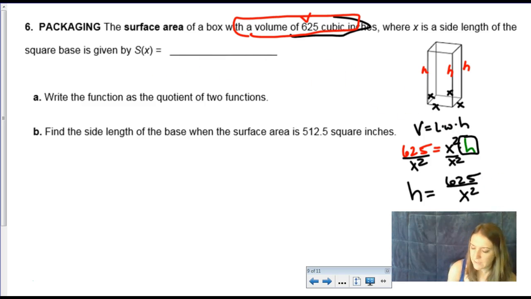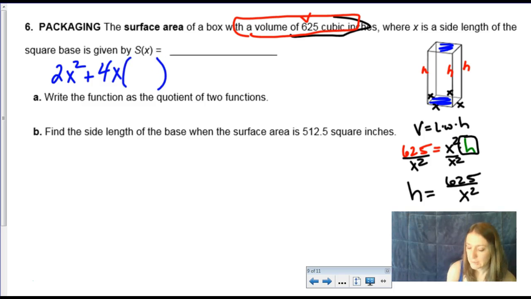And that's going to come in handy right here, because the surface area of the box would be 2 of these square pieces, which are 2x squared, because the area is x times x. And then it's going to be 1, 2, 3, 4 of these rectangular pieces that are x times h. But do you remember how h is not really h anymore? H is now this dude.